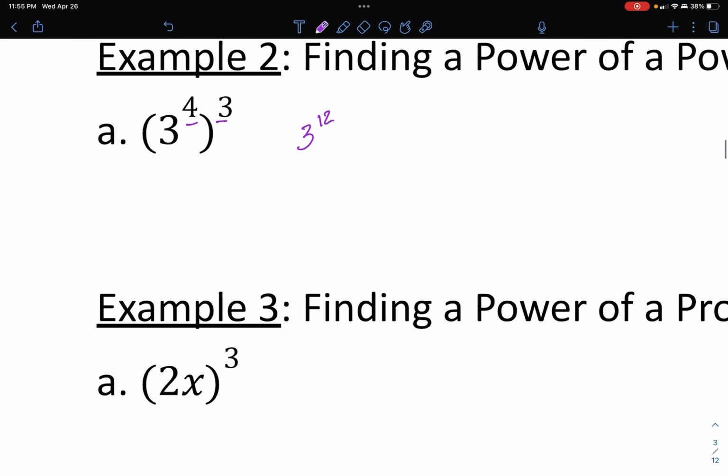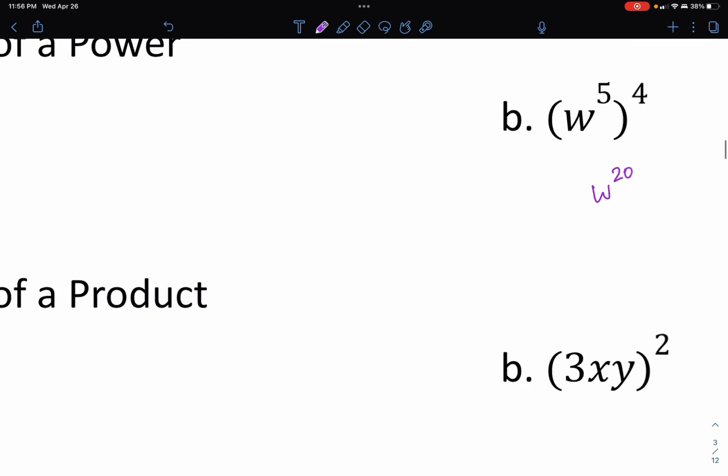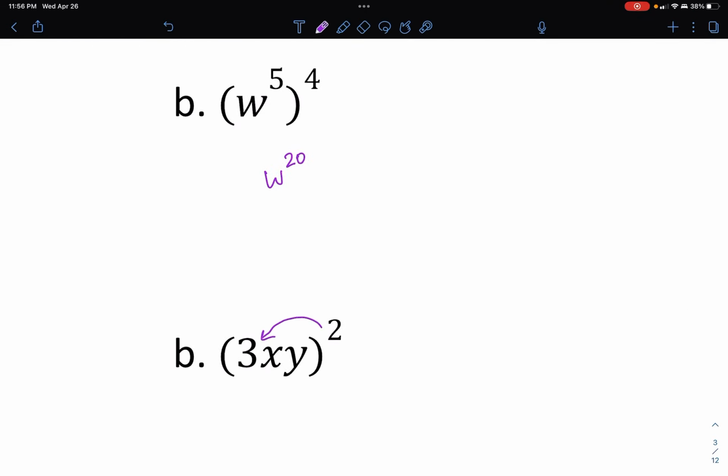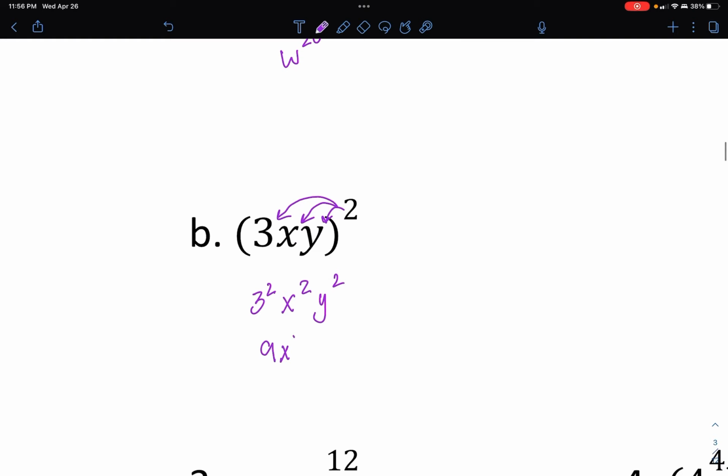Okay, last example of power of a product. Remember, you're going to distribute to everything on the inside. So this is going to be 2 cubed x cubed. 2 cubed is 8, so 8x cubed is my simplified expression. Next over here, remember you have to distribute to everything on the inside. So I'm going to have 3 squared x squared y squared. 3 squared is equal to 9, so I can rewrite this as 9x squared y squared as my final expression.